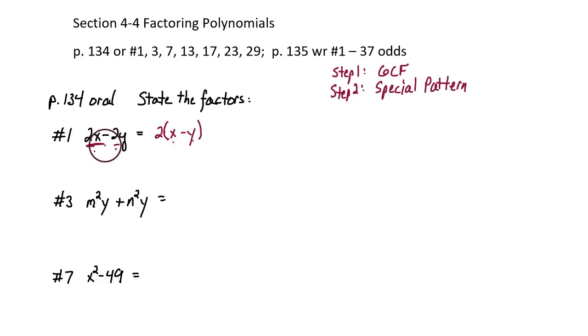The second step in factoring is to look to see if we have a special pattern. The number 2 is just a constant. Let's look at this binomial to see if it fits a pattern that was discussed in the section. It does not fit any of the 4 patterns. So we are done. Now number 3.